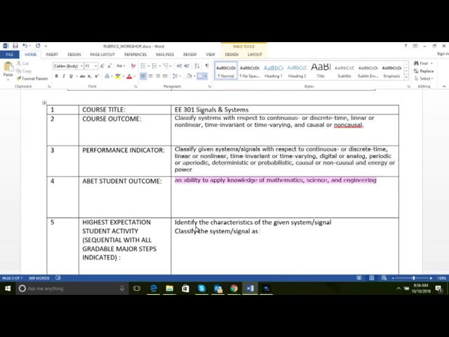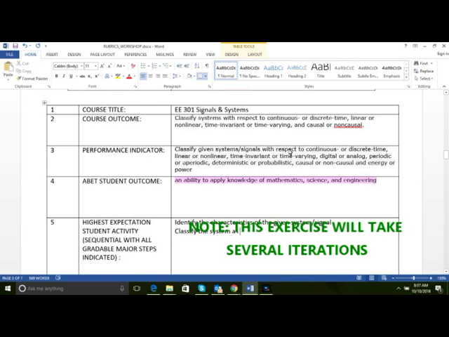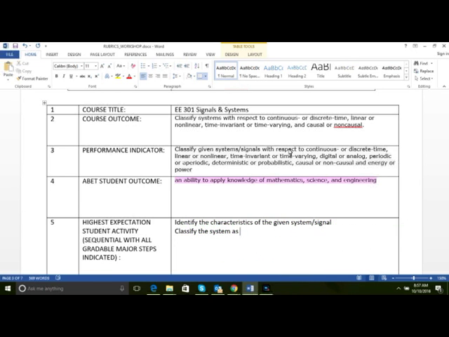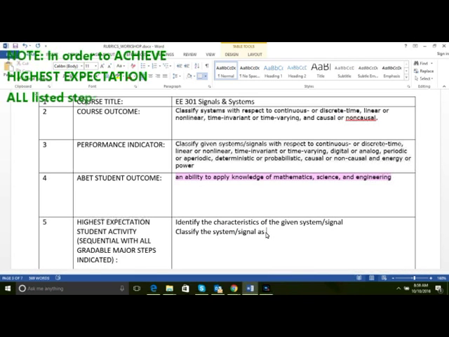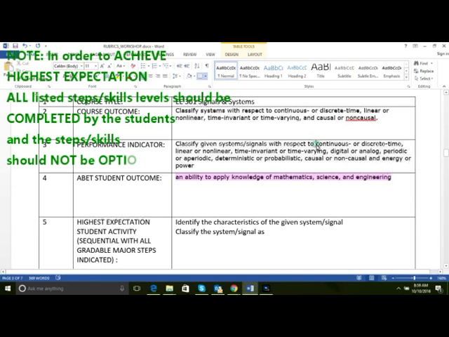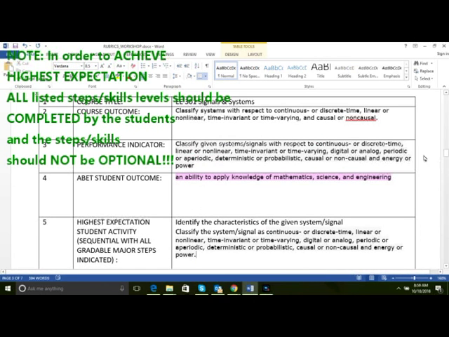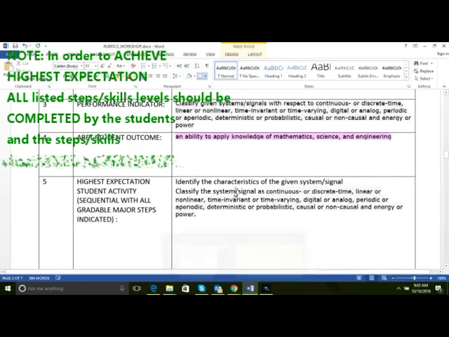Let's write down all the sequential steps with the requirement of highest expectations for the rubric. This will take several iterations. We shall continue with these iterations to improve language of the required activity with highest expectations until we finally arrive at the desired steps that students actually take to reflect their highest performances. A critical thing to note: in order to achieve highest expectation, all listed steps and skills levels should be completed by the students. These skills and steps should not be optional.